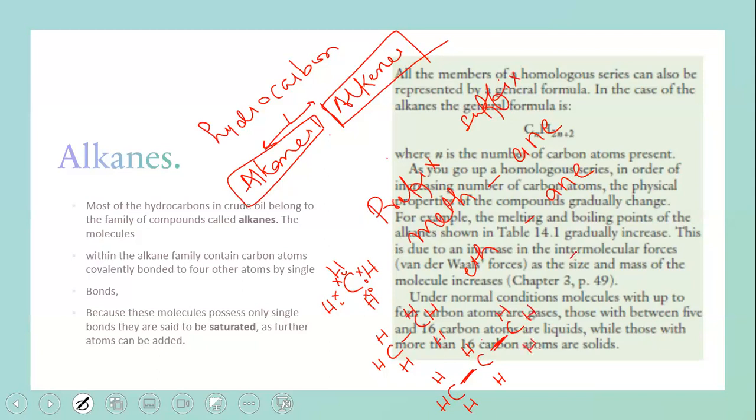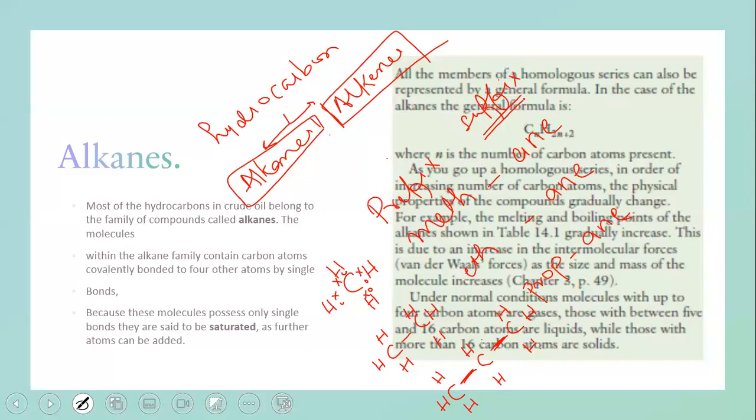What is the suffix? The suffix will be ane, A-N-E. Why will it be ane? Like alkane. Yeah, the suffix is fixed. The suffix is fixed, A-N-E, okay?